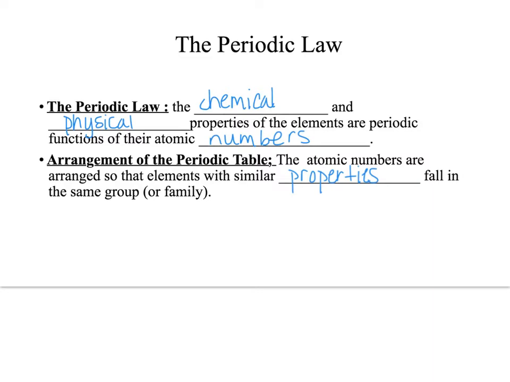So the periodic law states that the chemical and physical properties of the elements are periodic functions of their atomic numbers. And what we mean by periodic functions is that they show up periodically. The same properties or characteristics are showing up periodically. That is actually why the periodic table is called the periodic table. The periodic table is arranged, as we saw last chapter, based on electron configuration, but it also works out that the atomic numbers are arranged so that the elements with similar properties are falling into the same group or family. And we'll see in a minute which ones are the groups.